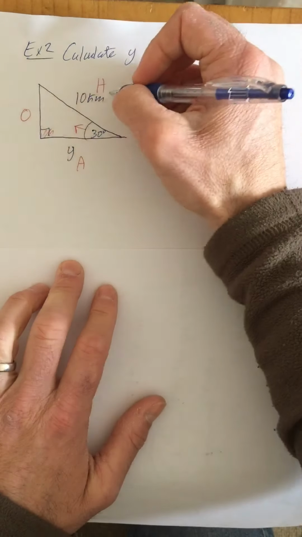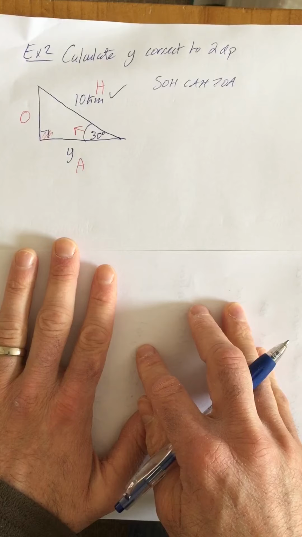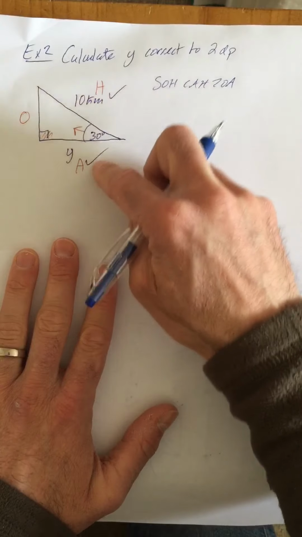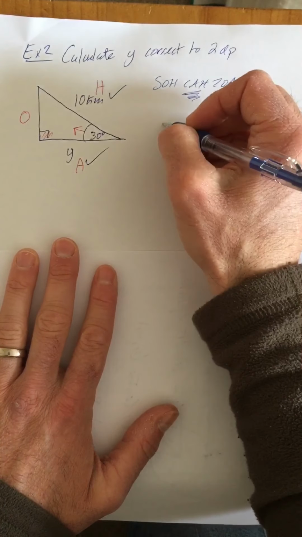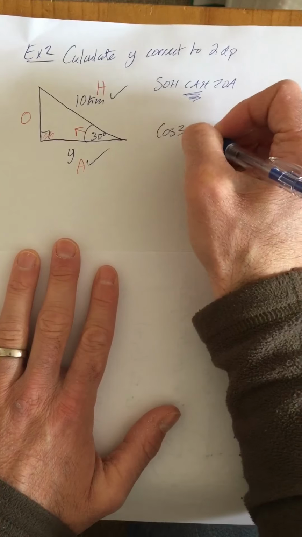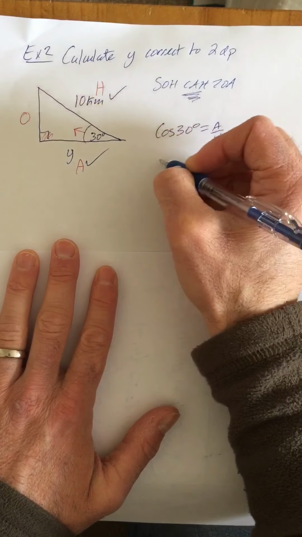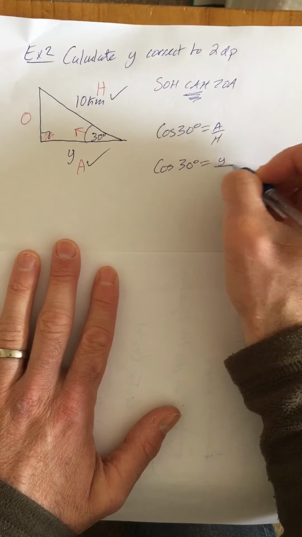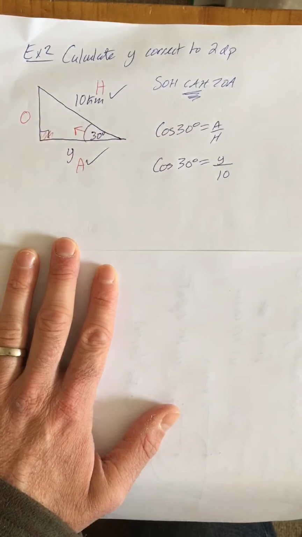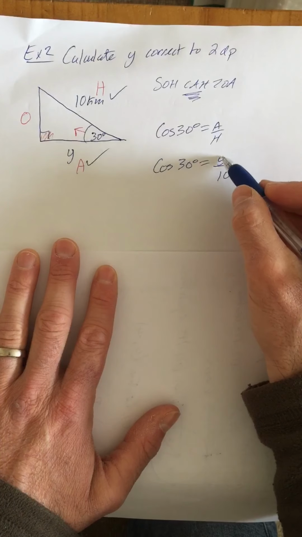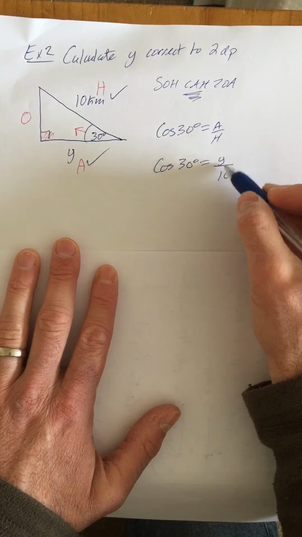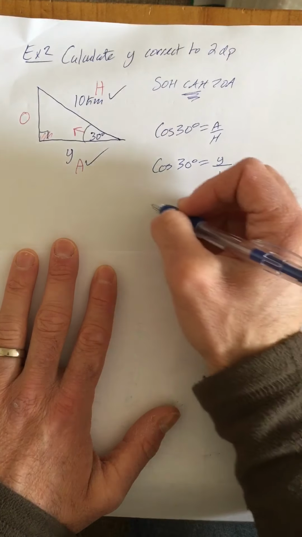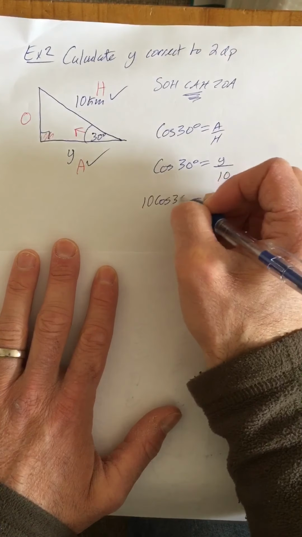Let's tick the one we know. We know what H is. And let's tick the one we want to know. We want to know y, which is A. So I'm looking for something with A and H in it, so I'm going to use cosine. I write cosine 30 degrees equals A over H, so cosine 30 degrees equals y over 10. Like the last example, I don't want y over 10, I want y. To get rid of a divide by 10, I bring it over and multiply, so it's 10 cos 30.